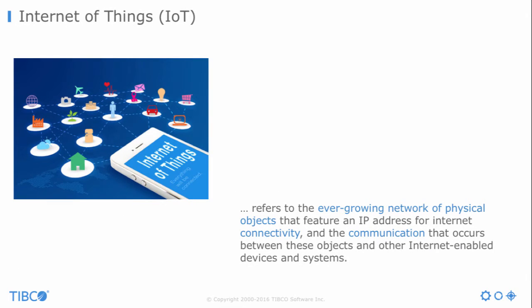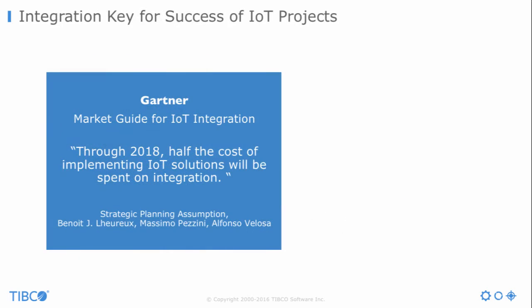Here, first I want to define what the Internet of Things is so that we all have the same understanding of this. The Internet of Things refers to the ever-growing network of physical objects which need connectivity and communication with each other. Therefore, it's important: if you just have a few devices, that's not the Internet of Things, but you really need to connect all of them.